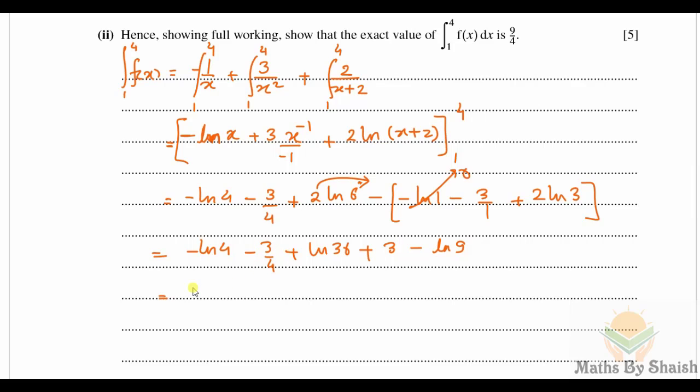3 minus 3 by 4 is going to be 9 by 4, and at the last you will get 9 by 4. That's the answer. The exact value is 9 by 4. So I hope it is clear. Let's do the next question.